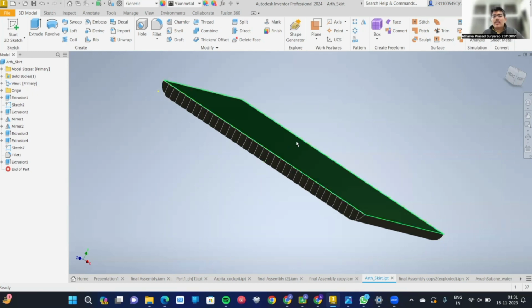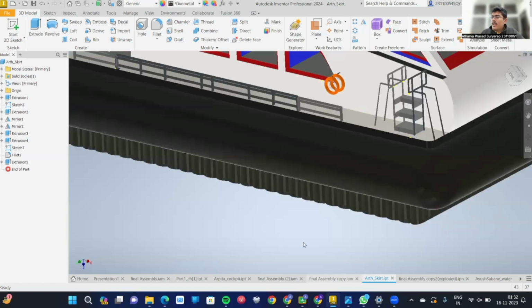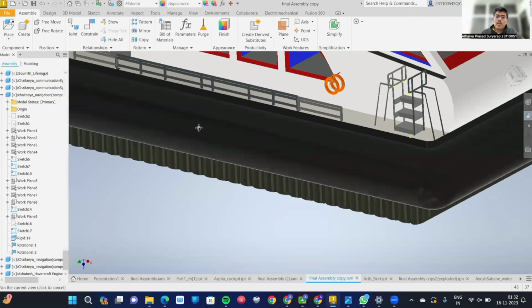Now the major use of the skirt is to provide a cushion on which the hovercraft can levitate above the ground. The materials used for skirts are stretchy in nature, so rubber was one of the materials used for the skirt. The exact part where the skirt is assembled is at the bottom of the hovercraft, so the entire hovercraft rests on the skirt.